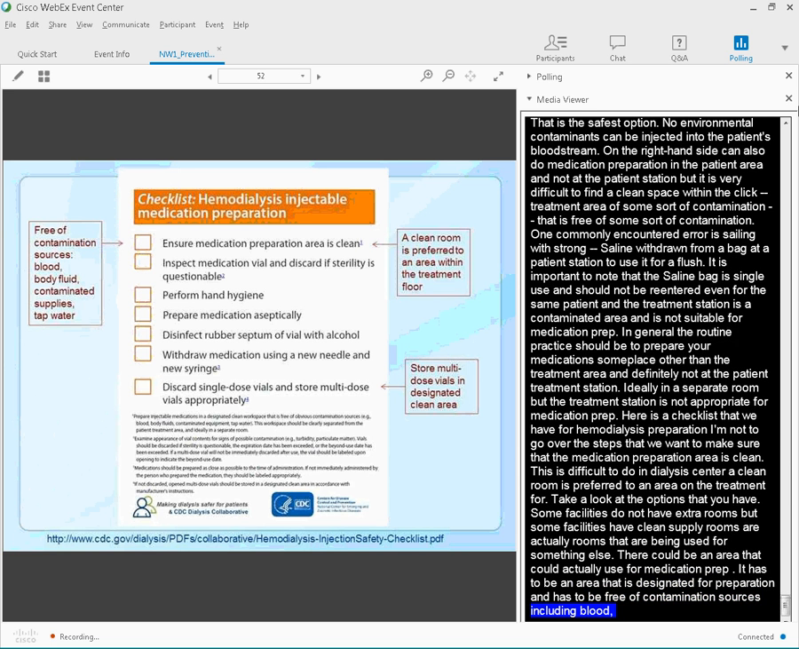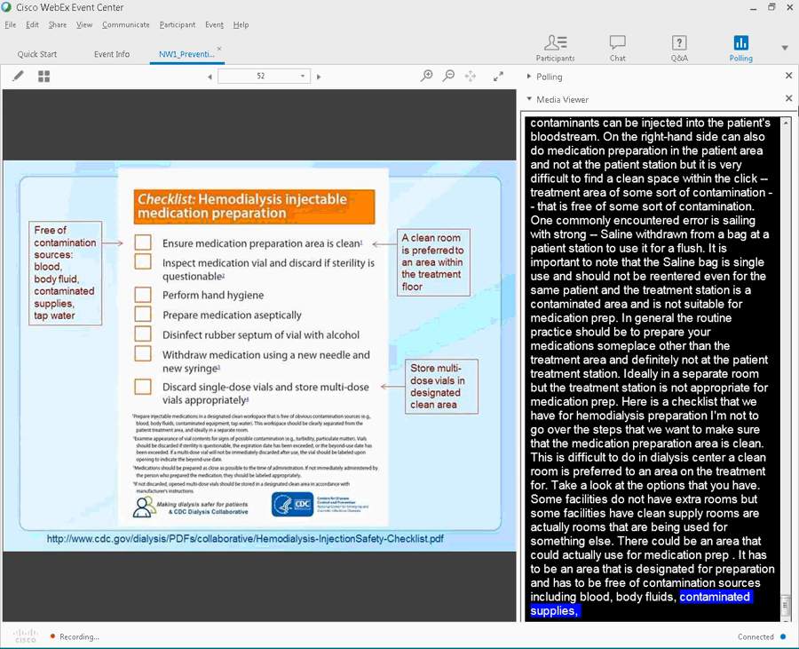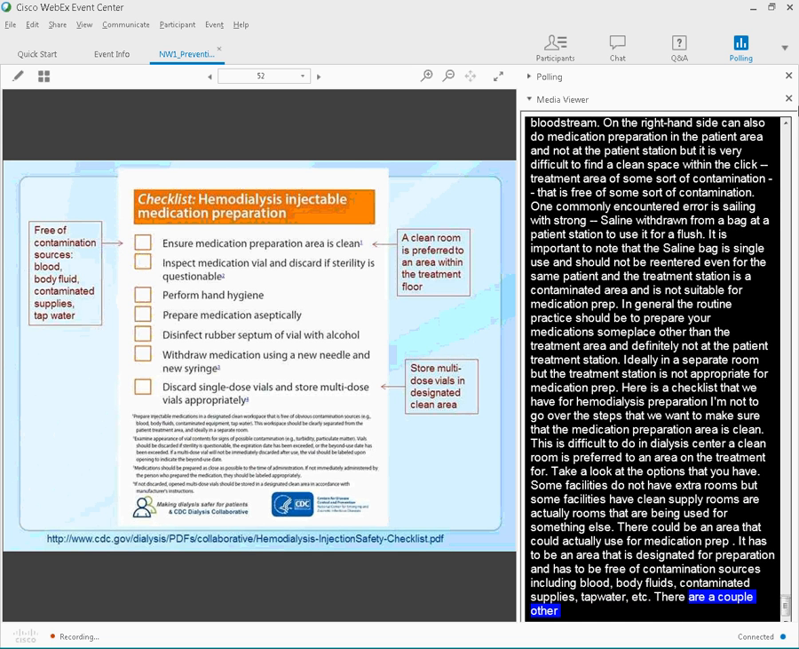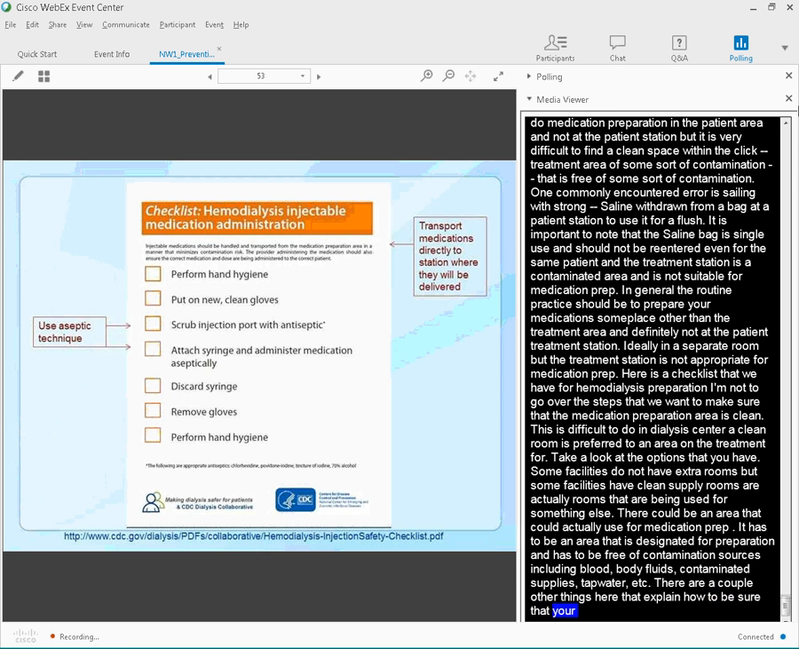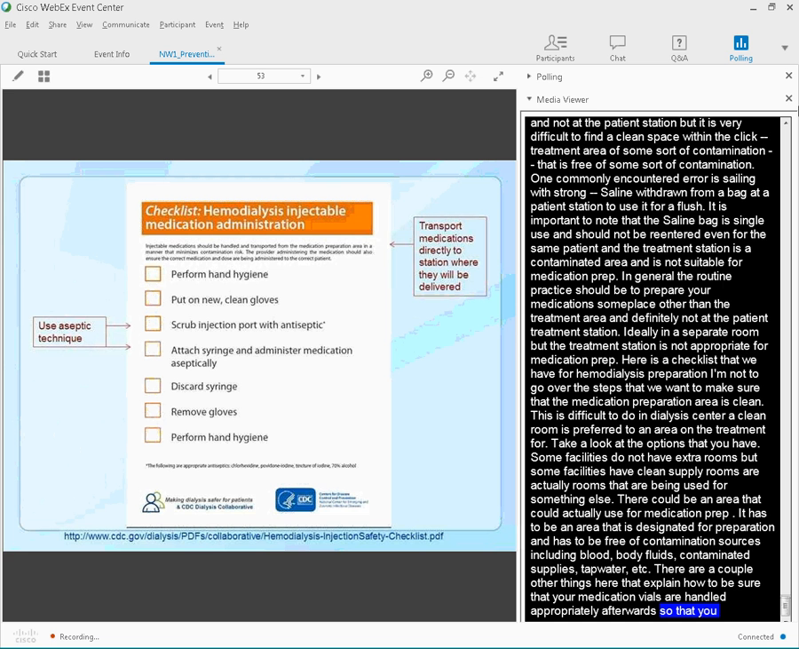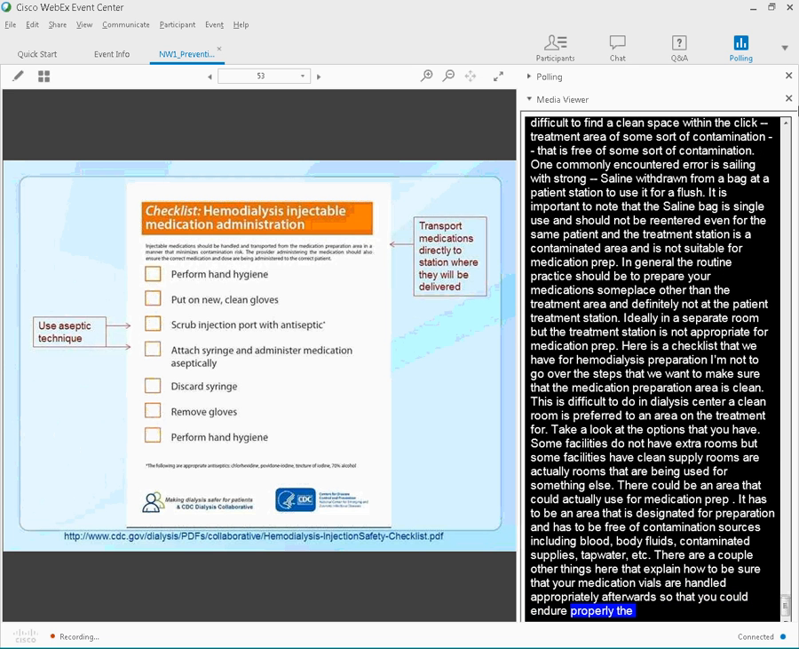And there are a couple of other things in here that explain how to make sure that your medication vials are handled appropriately afterwards. So you're going to discard single-dose vials and store your multi-dose vials properly. This is a checklist that goes over hemodialysis injectable medication administration.